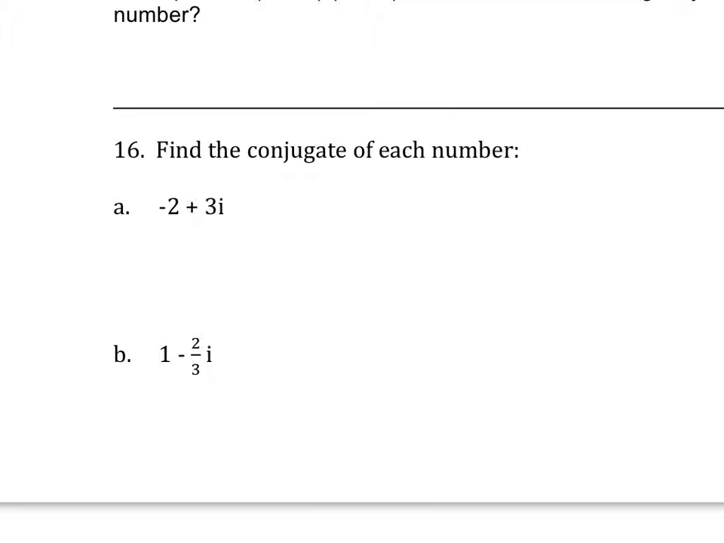Let's do that first. So find the conjugate of each number. Now the real number, I'm going to keep it the same, but the imaginary, I'm going to take the opposite. Minus 3i. The same thing for b. I'm going to keep the real number, and the imaginary, I'm going to take the opposite. This is how you create the conjugate for complex numbers.